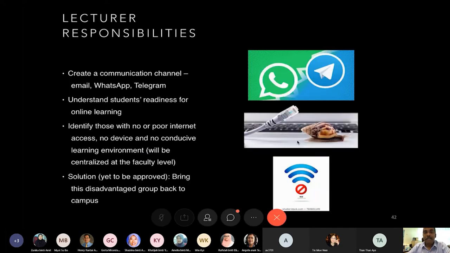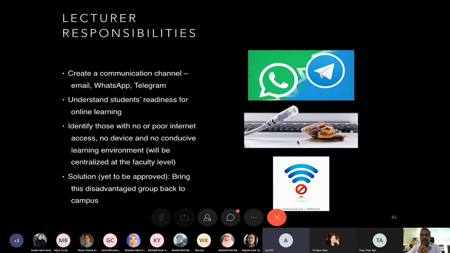Now, the lecturer's responsibility. Somebody brought up WhatsApp earlier, for the asynchronous mode. You can use all these telecommunication tools to engage with students. They are rampantly used and everybody is using them every day, so it shouldn't be a problem to use them.